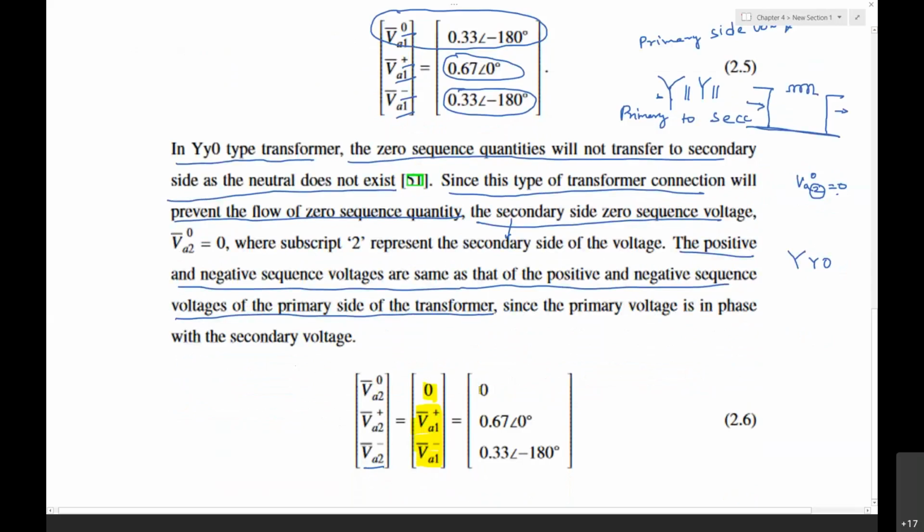These are the voltages on the secondary side. VA2 zero is 0, VA2 positive sequence is 0.67 at an angle of 0, and VA2 negative sequence is 0.33 at an angle of minus 180 degrees. Now we have the secondary side positive and negative sequence voltages. Now we have to invert it to find out the VA2, VB2, and VC2 voltages.